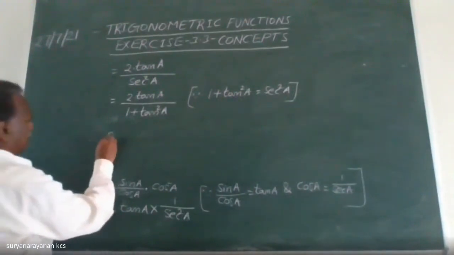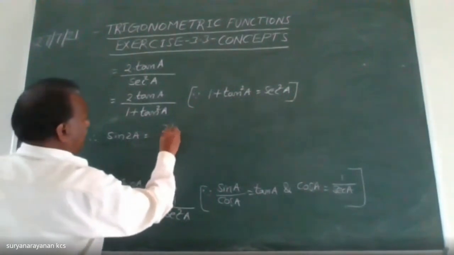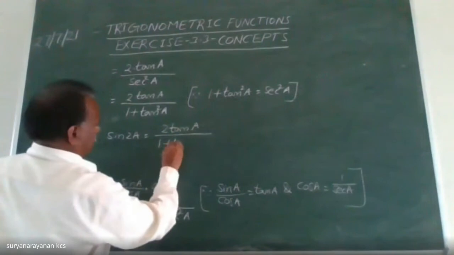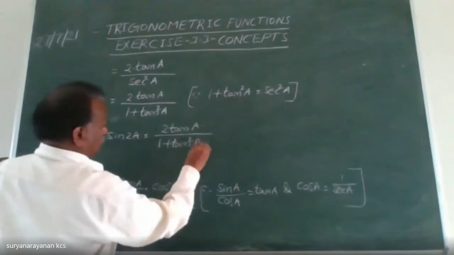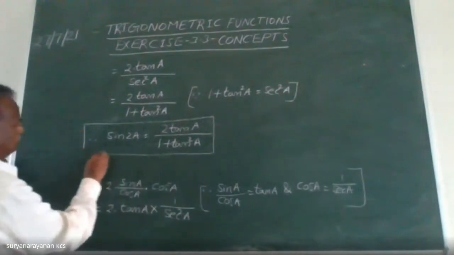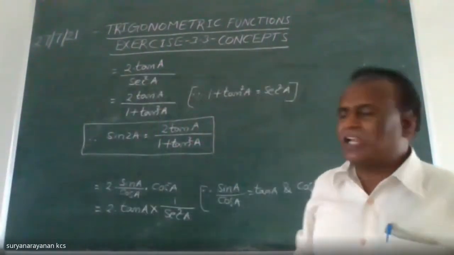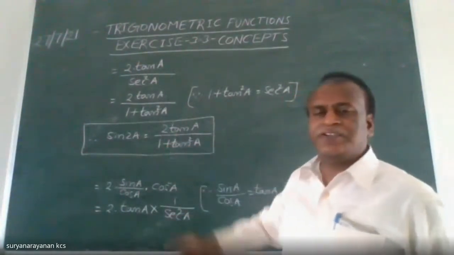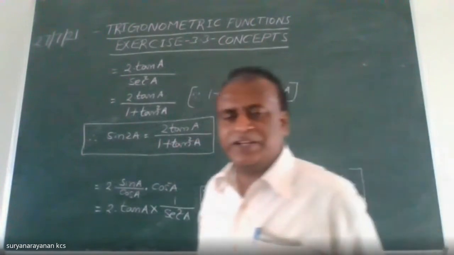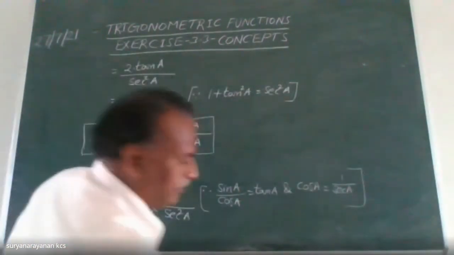Therefore, 2 tan A by 1 plus tan square A. This is another formula for sin 2A. Sin 2A is equal to 2 tan A by 1 plus tan square A. Okay, my children.